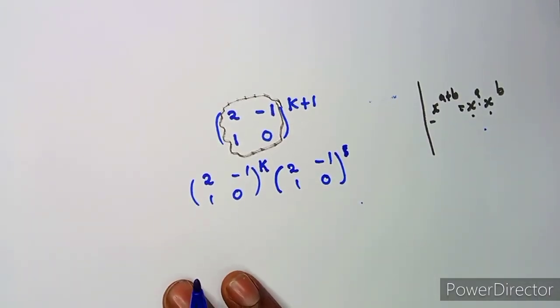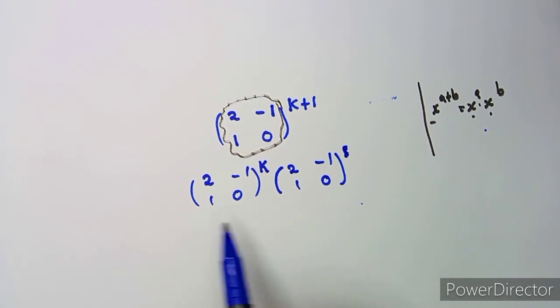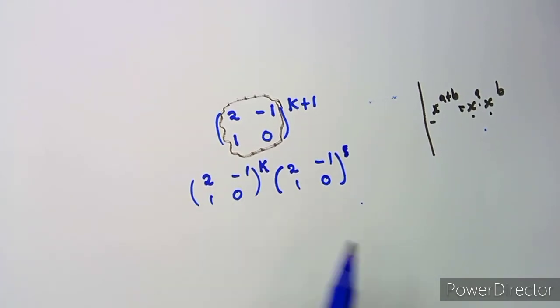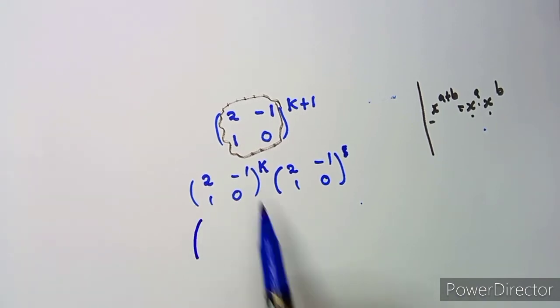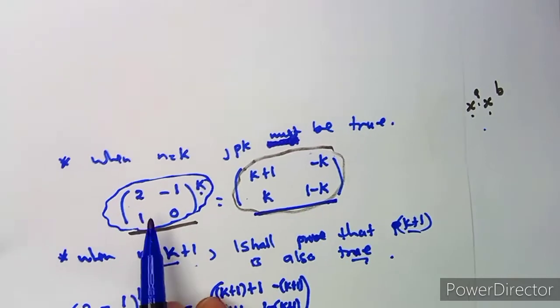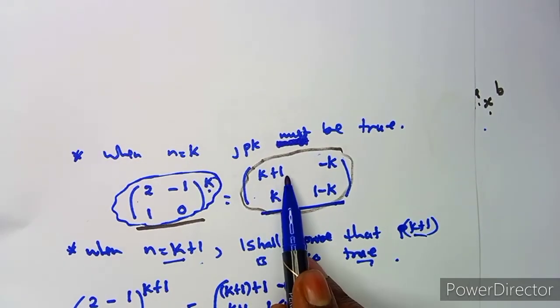So this is what I'm going to do. In place of this bracket, the whole matrix, this one, I'm going to substitute with its equivalent in terms of what? K. We say this is equal to what? To k plus 1.